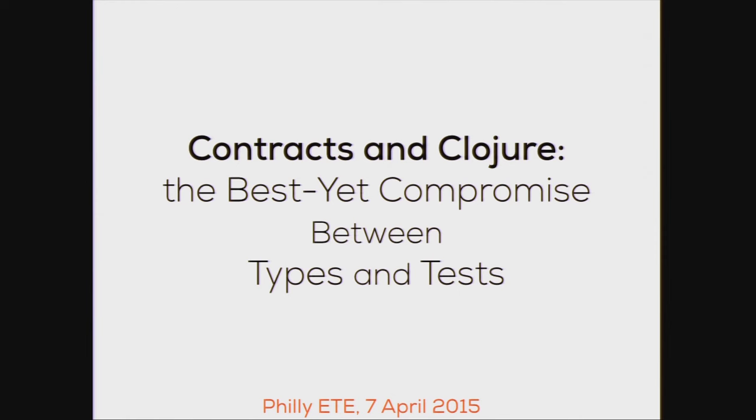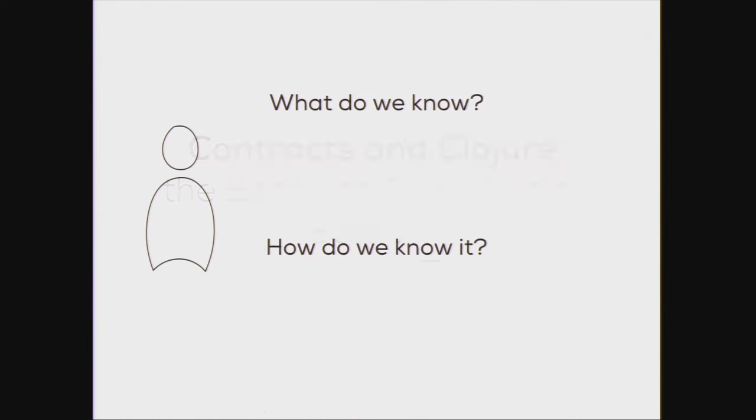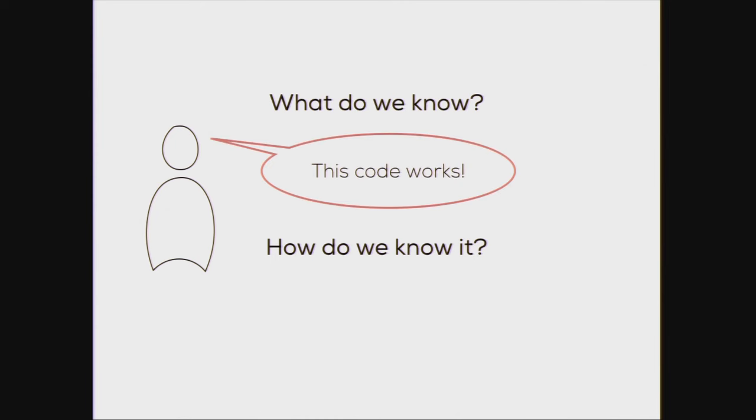So that's unexpected. Mostly, this talk is about these two questions, which are super important to science and the philosophy that underlies it. What do we know and how do we know it? In this case, most of what we care about is we know that this code works, that it returns certain results and has certain effects under specific circumstances. And how do we know that? It works on my box.